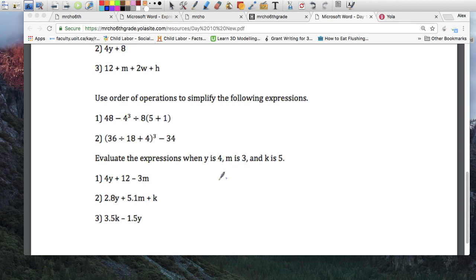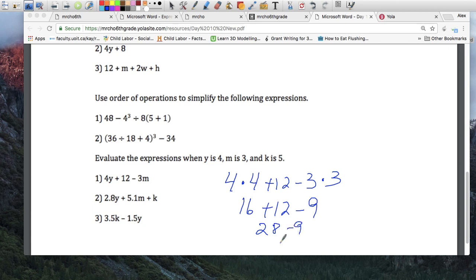Y is 4, m is 3, k is 5, so we're going to have to substitute. So 4 times y, which is 4, plus 12 minus 3 times m, which in this case is 3. So I replace my variables with the given values. 4 times 4 is 16, plus 12 minus 3 times 3, which is 9. Remember, when you have a choice between addition and subtraction, it's whichever one comes first from left to right. So 16 plus 12 is 28, minus 9 gives us 19. Sorry.